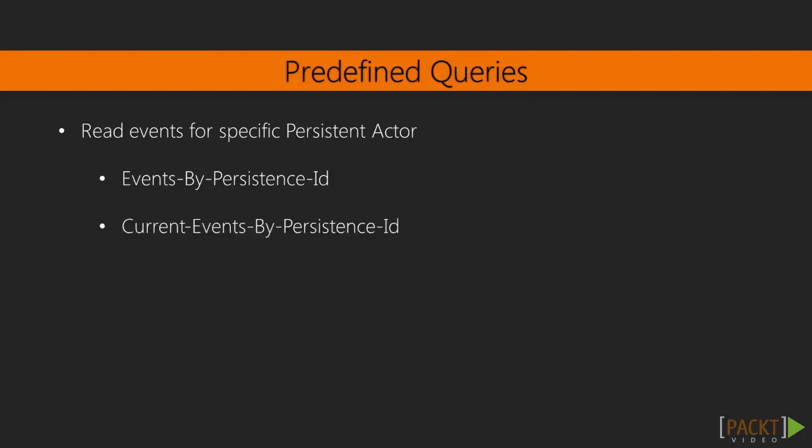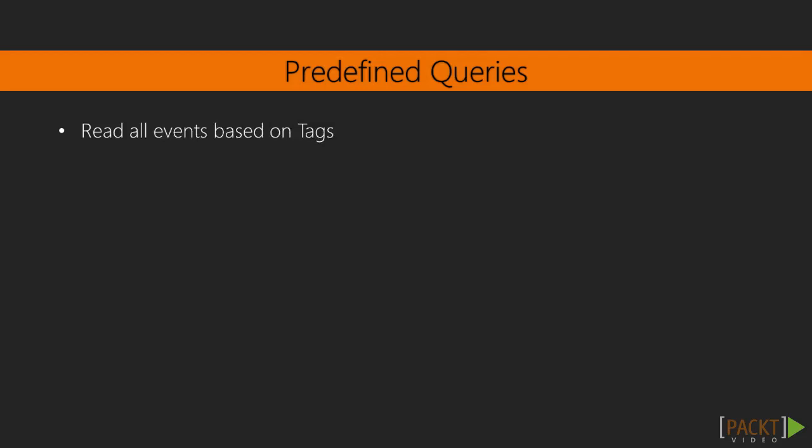Current events by persistence ID reads the current events on the journal. Event by tag allows querying events regardless of which persistence ID they are associated with. The goal of this query is to allow querying for all events which are tagged with a specific tag. Current event by tag queries the current events.